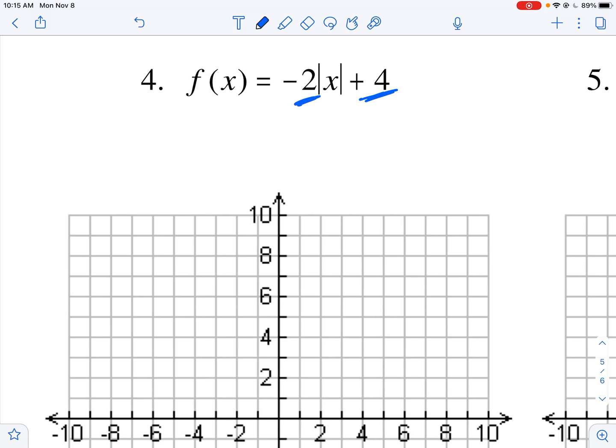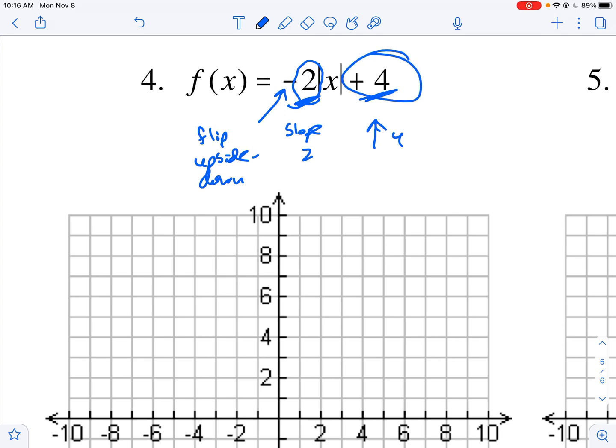Okay. So this plus 4 on the outside is just going to take your whole absolute value function and move it up 4. This 2 out front is going to make the slope 2. And the negative does another thing, which is going to flip it upside down. Upside down. And so that's what we're going to do.